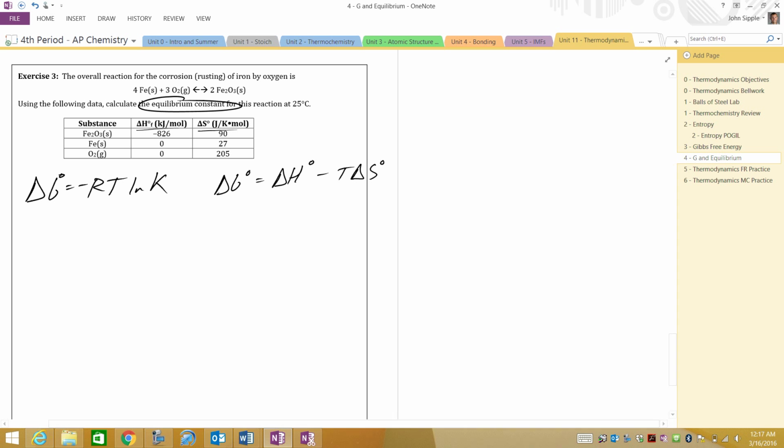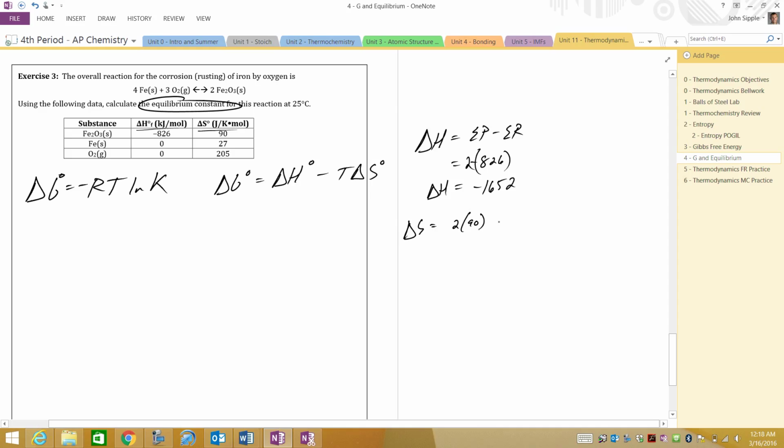Oops, move this right over here to get me a little centered here. So delta H, remember it's just products minus reactants. So sum of the products minus sum of the reactants. So nice part is here we only have products, so it's negative 826 times 2, right? So that's going to be our delta H for this guy, negative 1652.